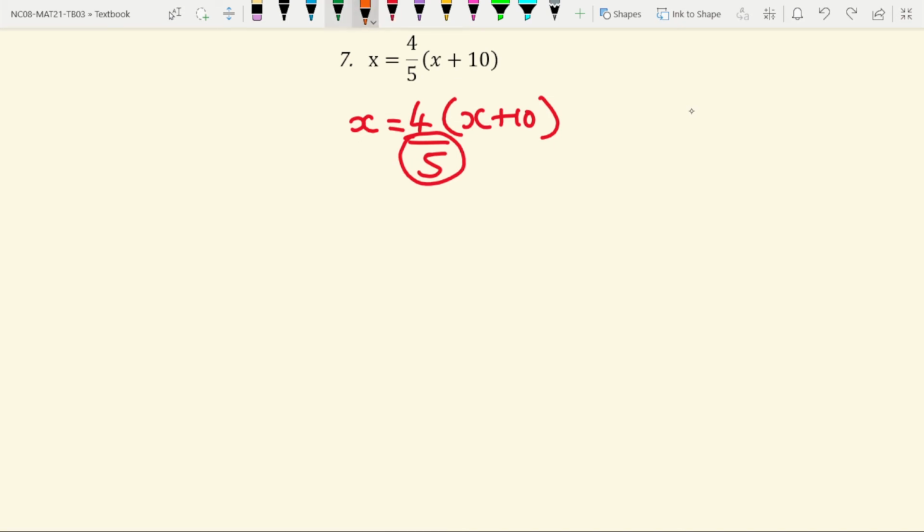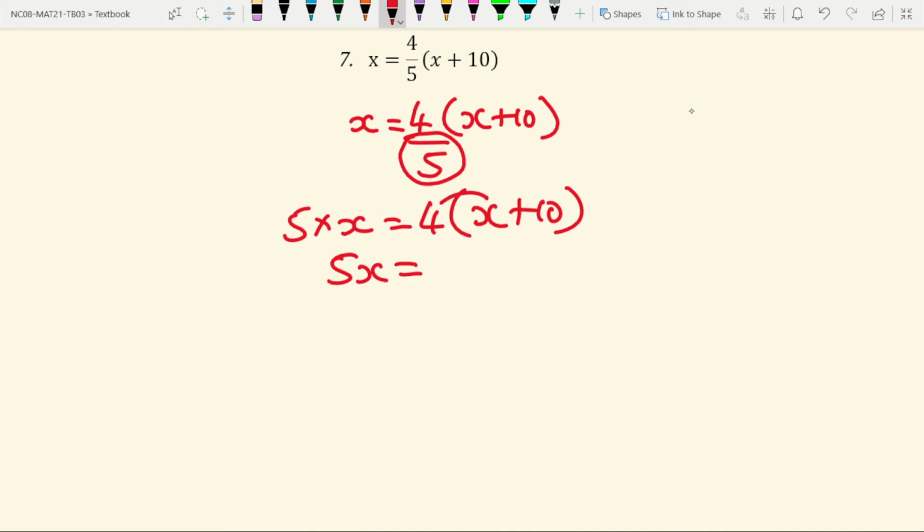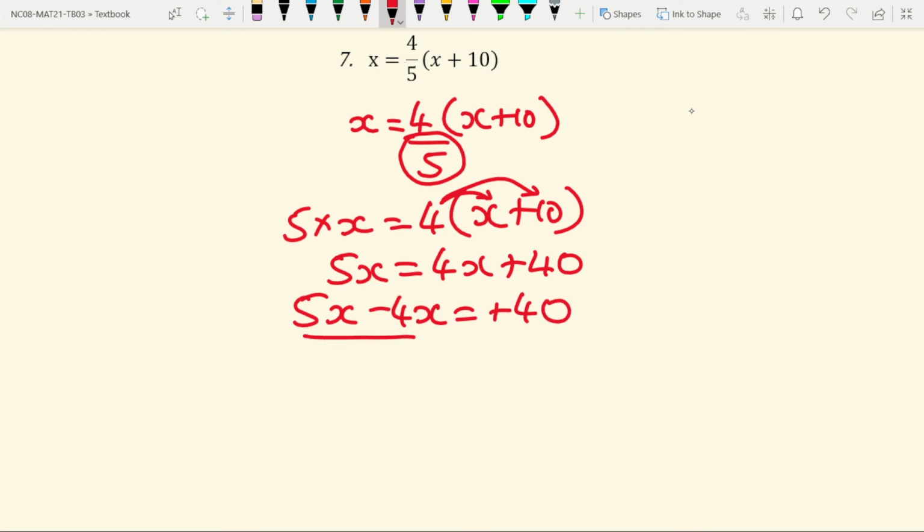So the equation will change into x into 5. 5 is getting multiplied with x, is equal to 4 into bracket x plus 10. So 5 into x is 5x, is equal to 4 multiplied with both the terms. So 4 is getting distributed to both the terms. 4 into x is 4x, plus 4 times 10 is 40. Next we have to bring all the unknown terms on one side and keep all the known terms on one side. So 5x minus 4x is x, is equal to 40. So x is equal to 40 is our final answer.